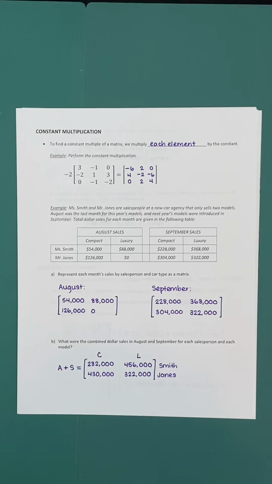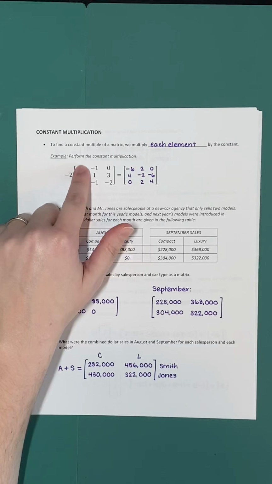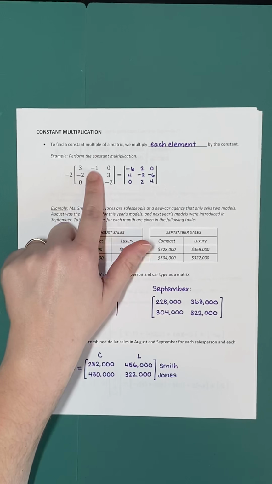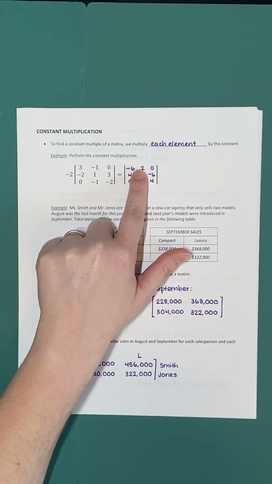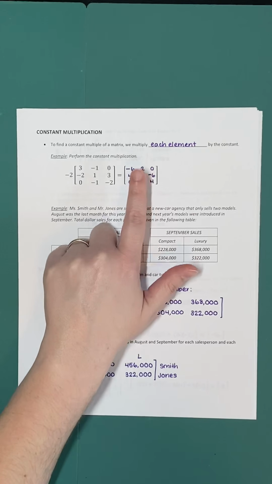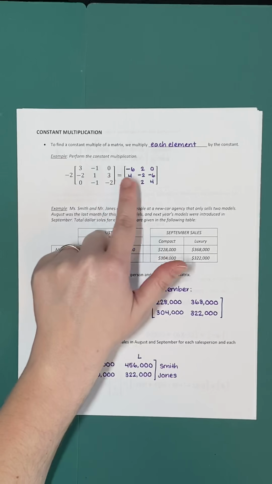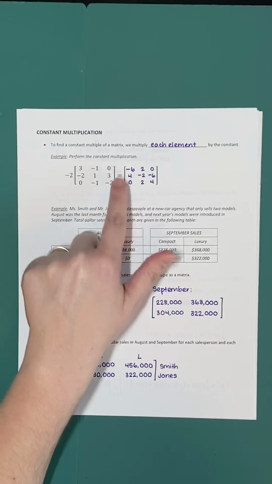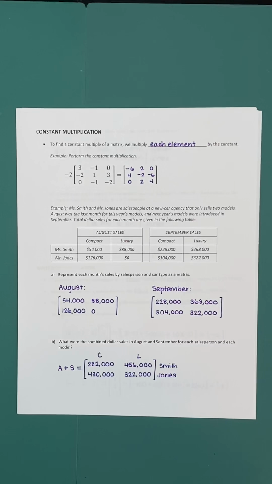So if we were to go across the top row, -2 times 3 is going to give me a -6. -2 times -1 is going to give me a +2. -2 times 0 is going to give me 0, and then so on and so forth for the second and third rows. And again, notice if we start with a 3 by 3, we end up with a 3 by 3 matrix as well.